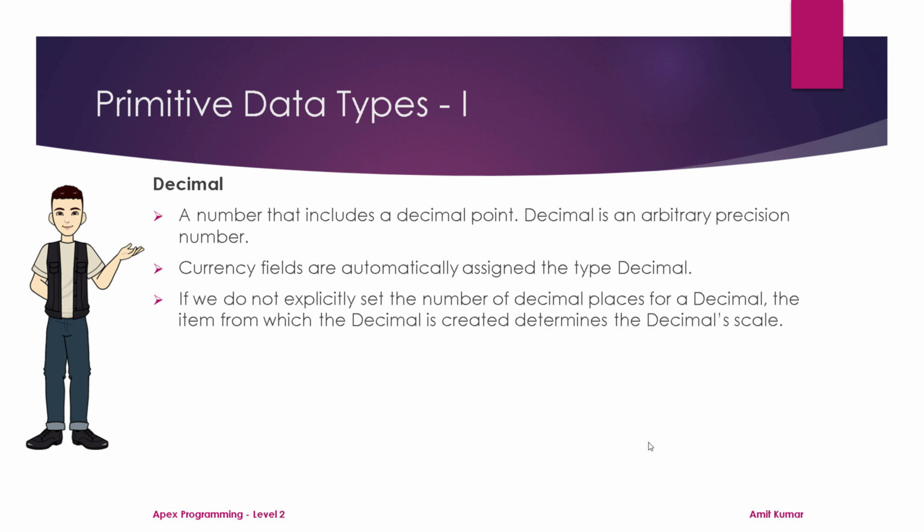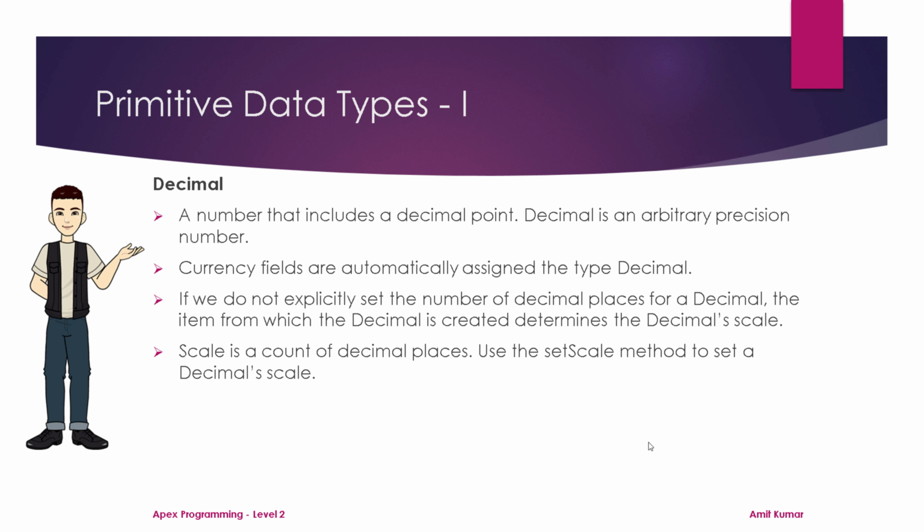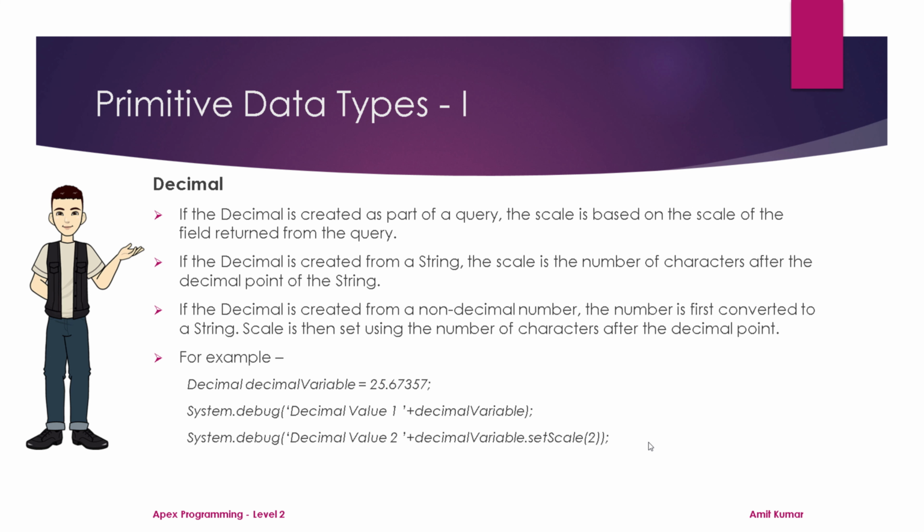Now decimal scale means the number of digits in the decimal place, and if we don't set it explicitly, there is a method with the help of which we can specify how many decimal places should be there. But in case we don't specify it, then it depends on the item from which we are creating the decimal. Scale is a count of decimal places, and the setScale method is used to set that decimal scale. Now if the decimal is created as part of a query, the scale is based on the scale of the field returned from the query.